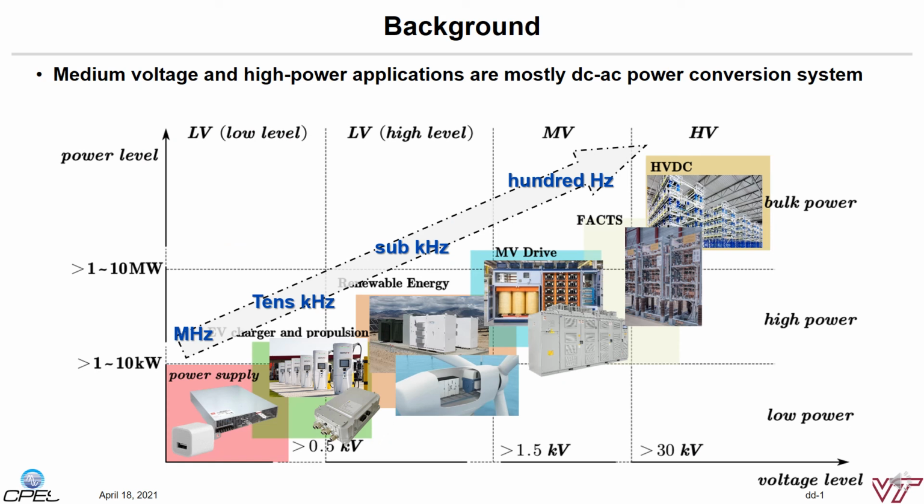This page shows a popular way of displaying a high-level overview of power electronics applications. The x-axis is the voltage rating and the y-axis is the power rating. Based on the voltage rating, we can clearly categorize the applications into low voltage, medium voltage, and high voltage. According to the IEC standard, below 1.5 kV DC or 1 kV AC is considered low voltage. Between 1.5 and 30 kilovolts is the medium voltage range, and beyond 30 kilovolts is the high voltage area.